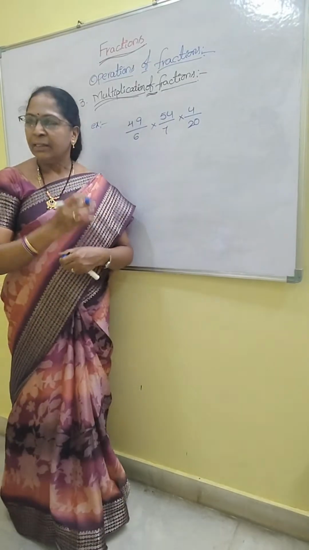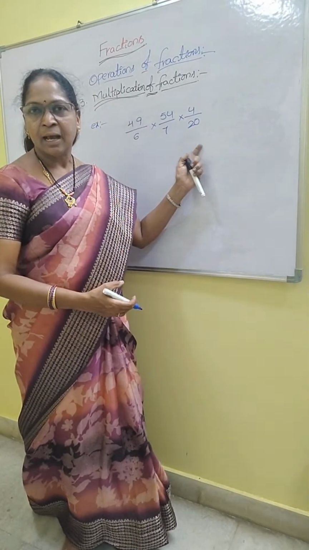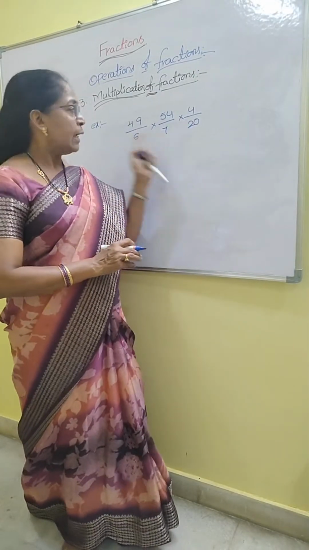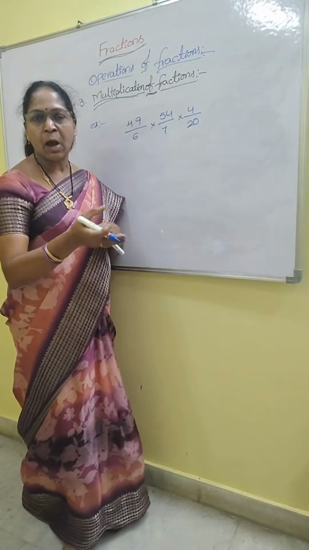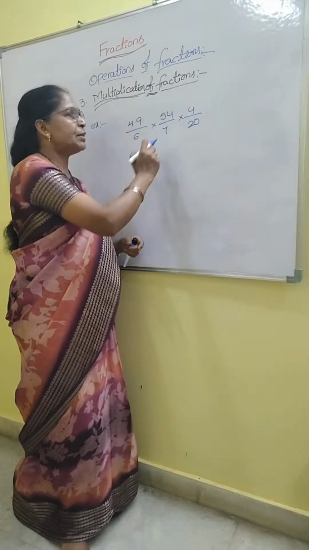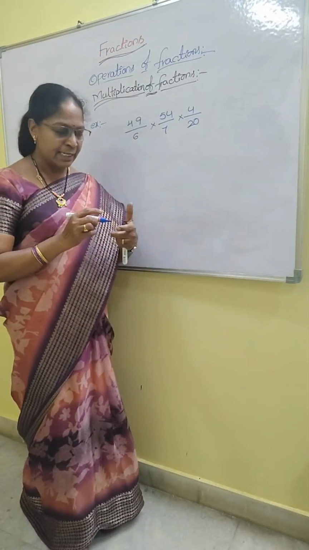See now here, three numbers, three fractions are given. That is also the multiplication of fractions. Here, three fractions multiplication, how can you solve? We just have to check it here: 49 by 6 into 54 by 7 into 4 by 20. This is one example.